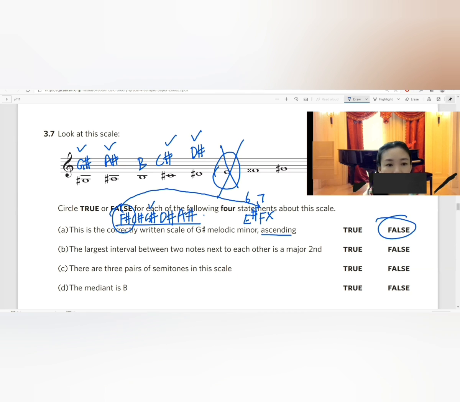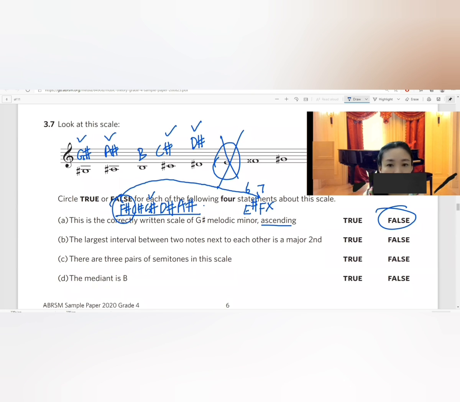So this is false. The largest interval between 2 notes next to each other is the major second. For a major second, like let's say if it's C to D, it has 3 semitones. 1, 2, 3, 3 semitones. Okay, so 1, 2, and 3.